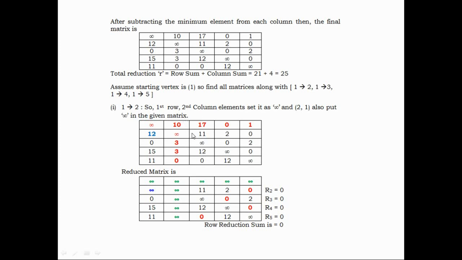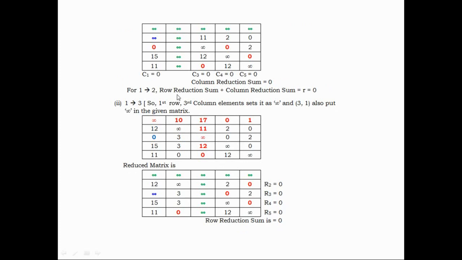Where we calculated from, that is the R value. Now in this matrix, the first row and second column elements, we are putting all of this as infinity, and 2, 1 also becomes infinity. Now in this matrix also calculate or find out the R2, R3, R4, R5 values. Row reduction sum is 0, and from each column also find the minimum value. C1, C3, C4, C5. The column reduction sum is 0. Now for 1 to 2, row reduction sum plus column reduction sum equals 0.